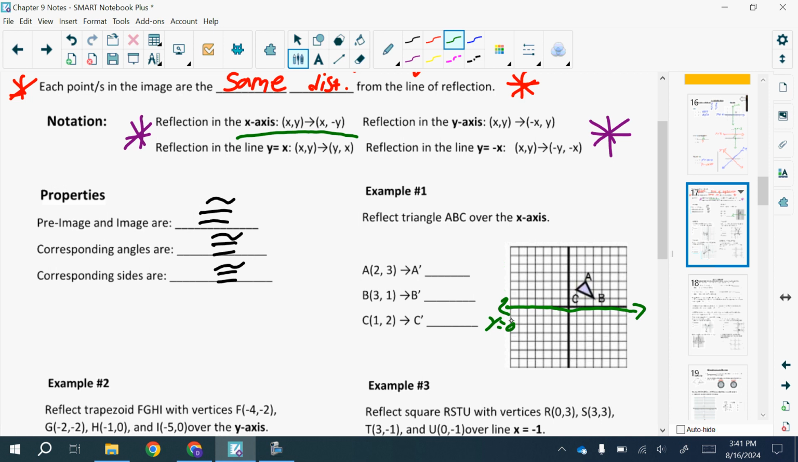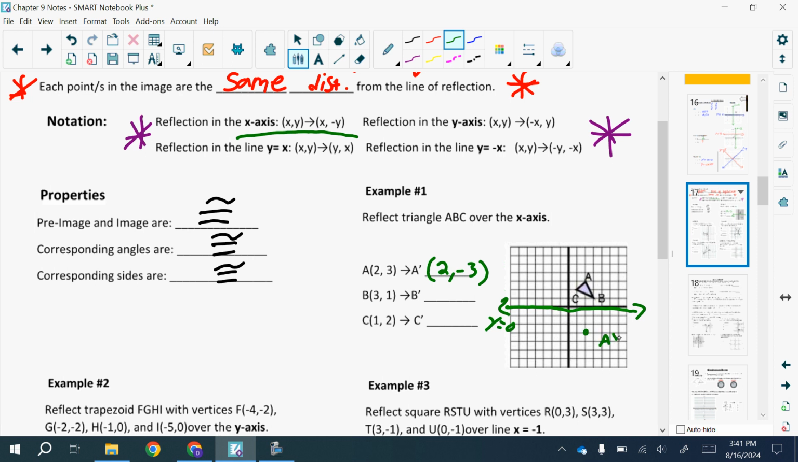So y equals 0. So A is 2 comma 3. So A prime, once we reflect A over the x-axis, will turn into 2 comma negative 3. So let's go ahead and plot that. 2, negative 3. So right here is A prime.